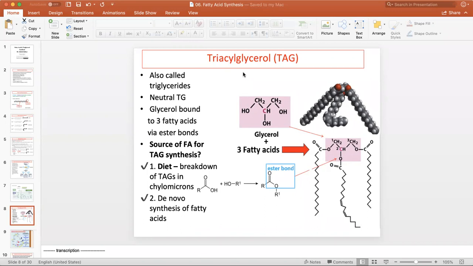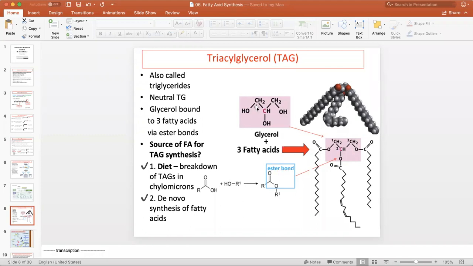So the triacylglycerol, as the name suggests, it is tri, so three. We have three fatty acids and a glycerol. So it has a glycerol backbone, basically one glycerol. So this is your glycerol backbone to which we have three fatty acids attached. So this is your triacylglycerol. This is the storage form, which is stored in your adipose tissues.